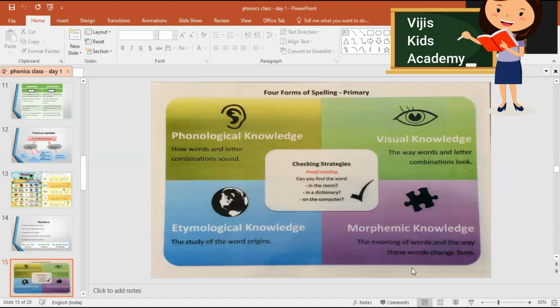The word grass, G-R-A-S-S, is the grass spelling, right? If a short vowel is followed by S, then we have to double the consonant as double S. So grass, G-R-A-S-S. Cross, C-R-O-S-S. Like this we have to double.